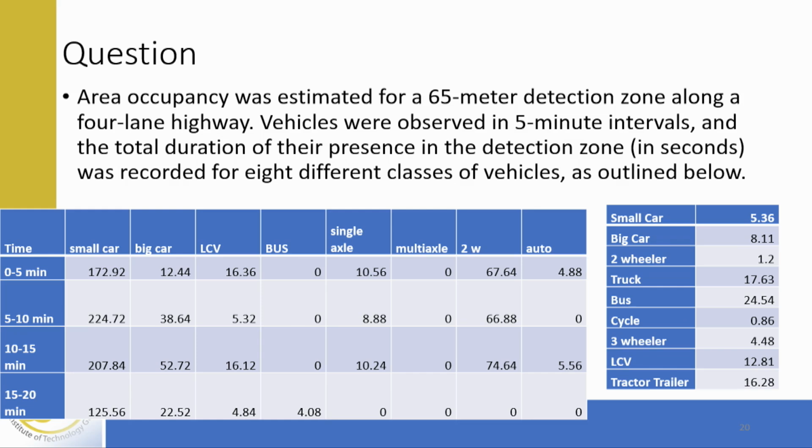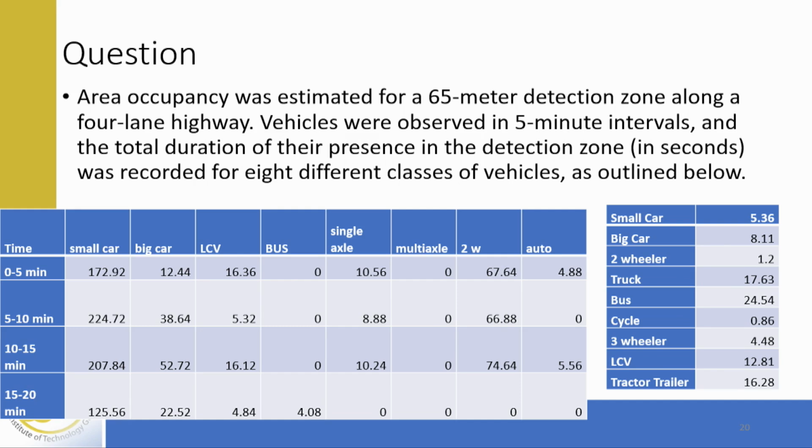You can see the small car, big car. You may ask, what is the difference between a small car and a big car? It is usually done based on cc. If it is more than 1500 cc, then it is usually considered a big car.